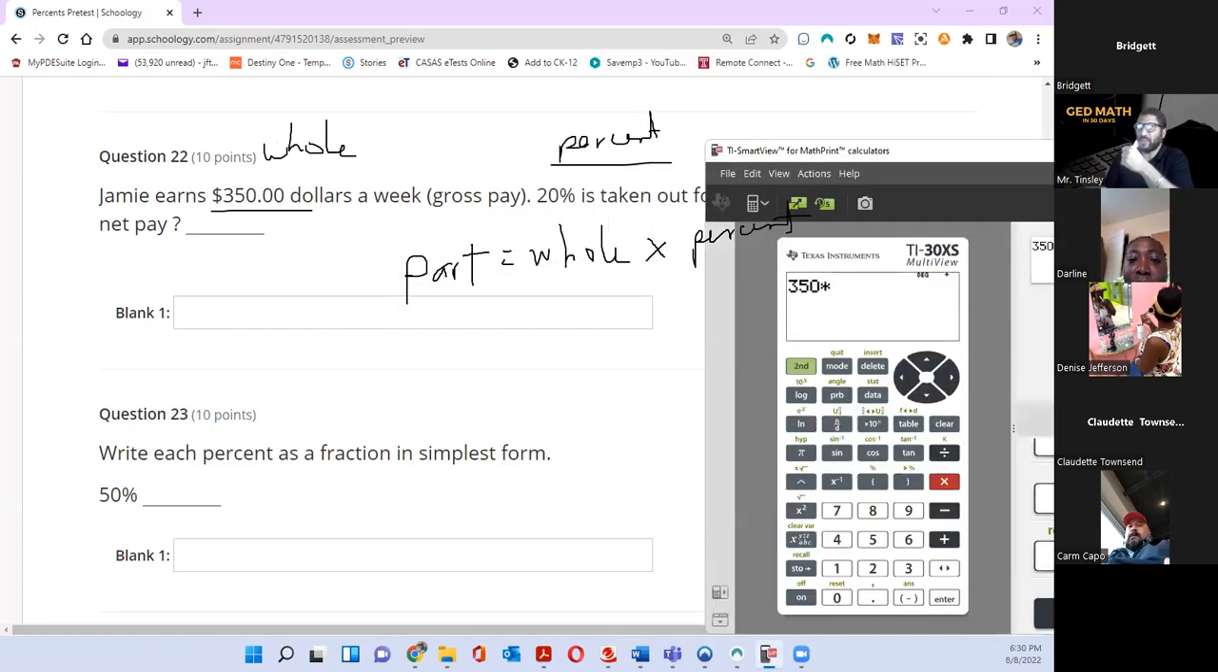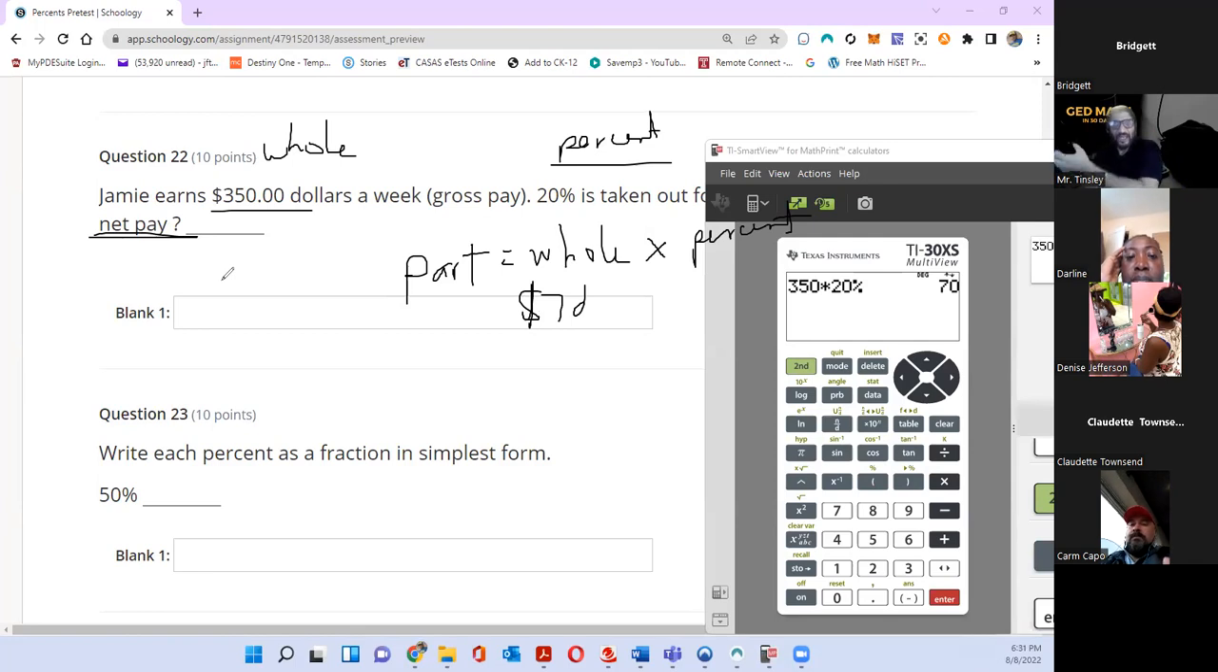20% times 20%. So now, with this calculator, you can just put 20%. You don't even have to change percent to a decimal. You can just multiply by 20%. So 20% is $70. So my part is $70. But what do they want to know? They want to know her net pay. So how would you find the net pay? And this is a common mistake a lot of people make. They think 70 is the answer. 70 is the amount that was deducted from the check, but what's the net pay? How do we calculate that?